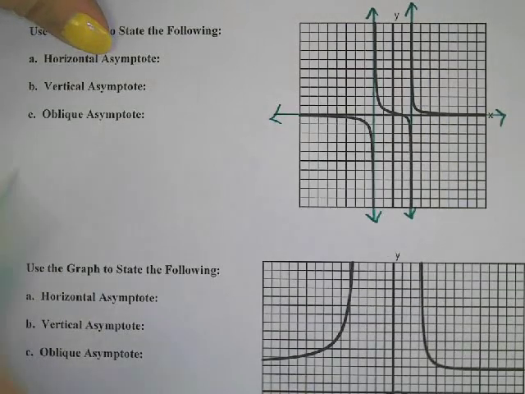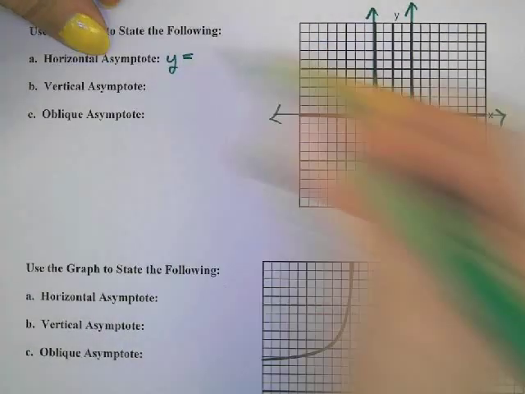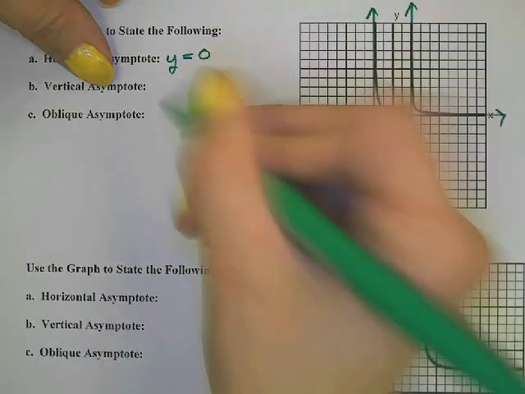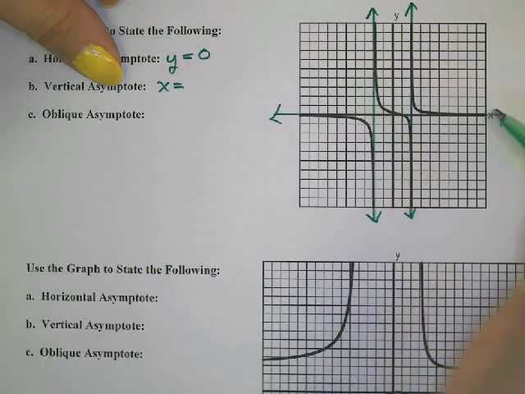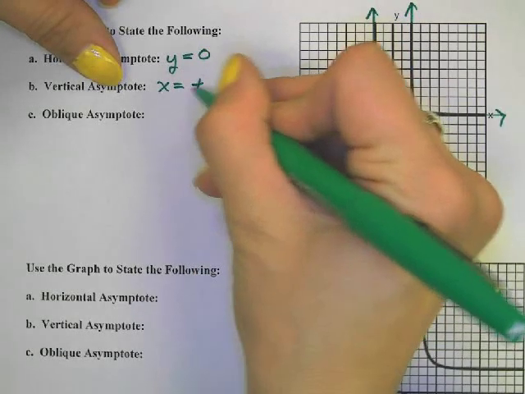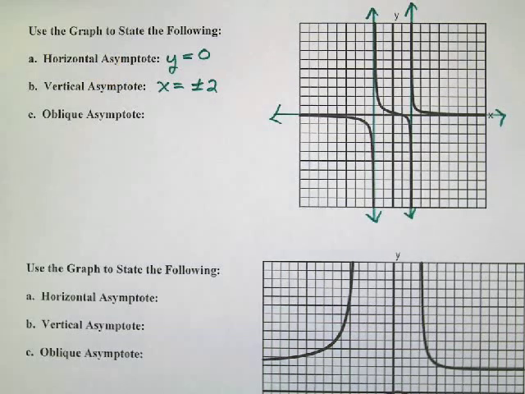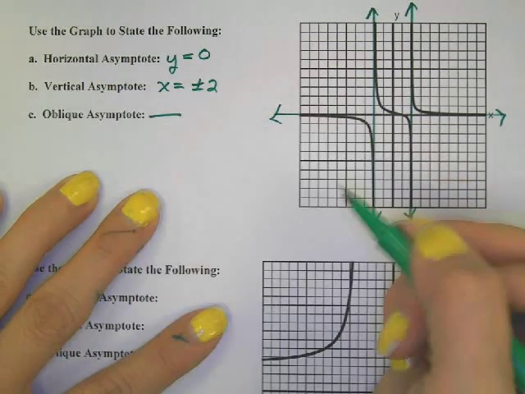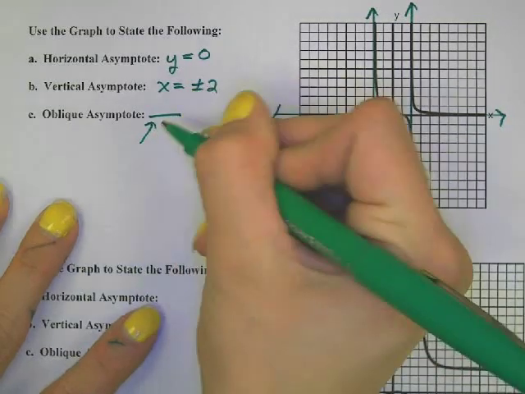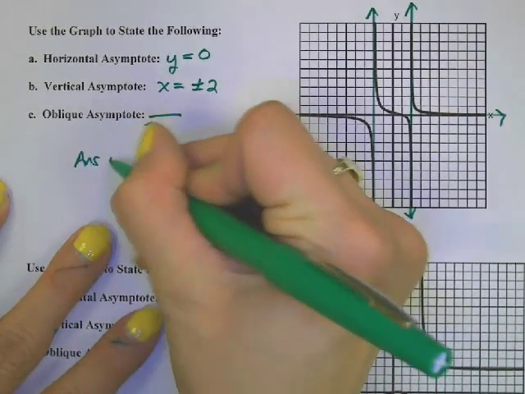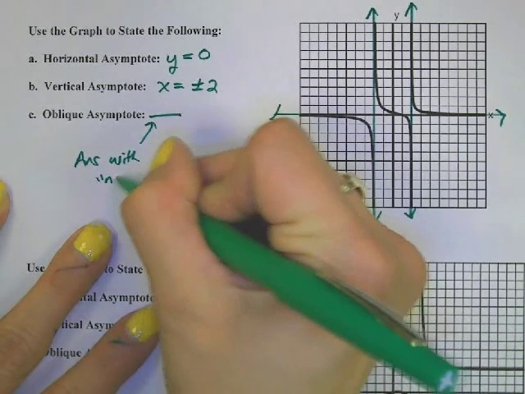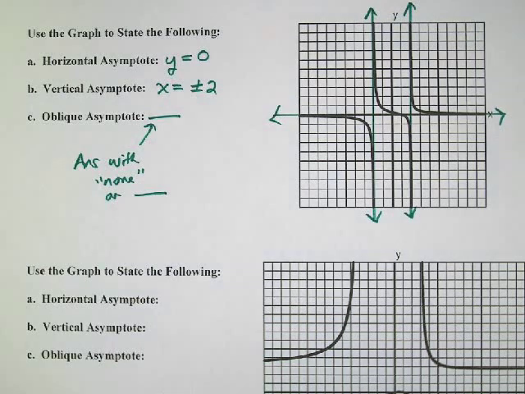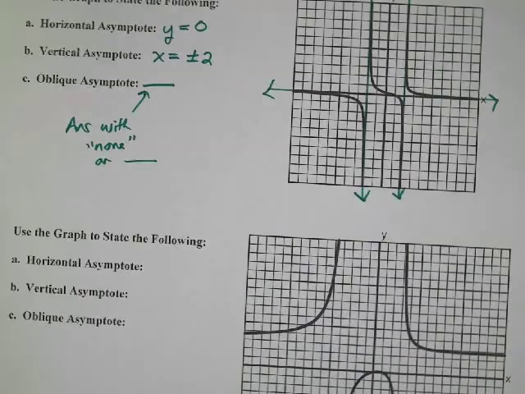Are there any horizontals? At y equals 0. Verticals, there's 2 of them. So I'm going to say x equals plus and minus 2. You don't have to write it together. You can write 2 separates. Are there any oblique? No. Okay, let's just put a little note here. Answer with either the words none or dash. But don't leave it blank. Make sure you answer the question.